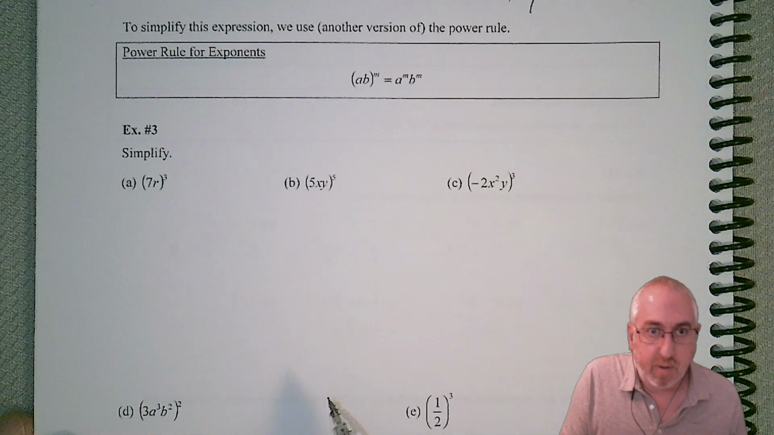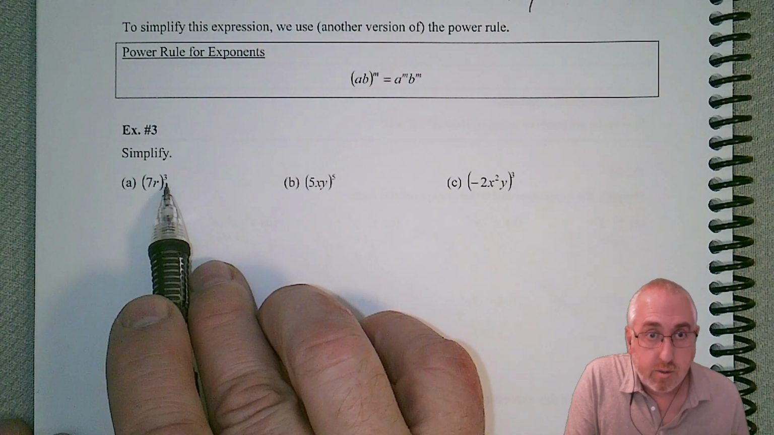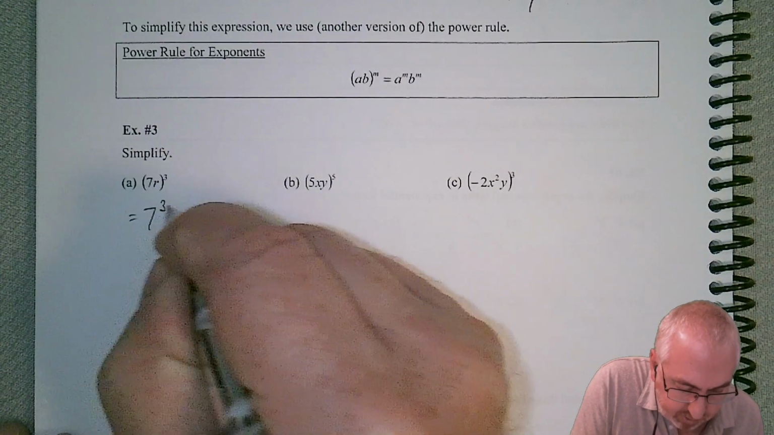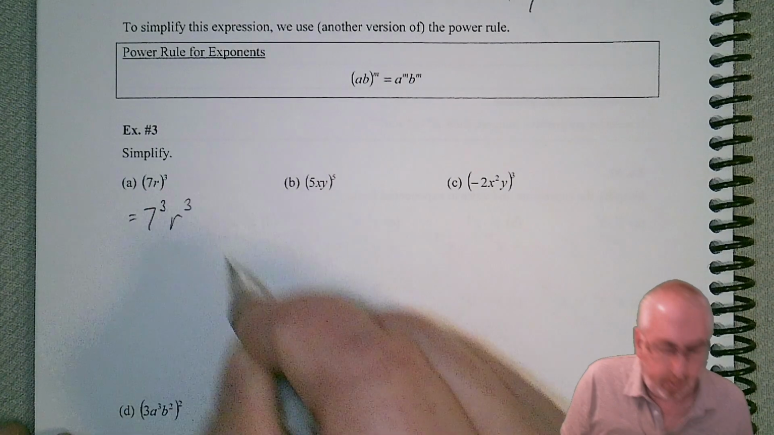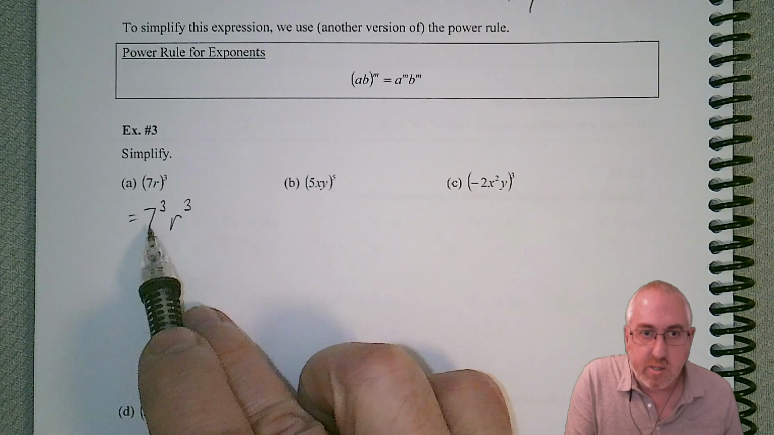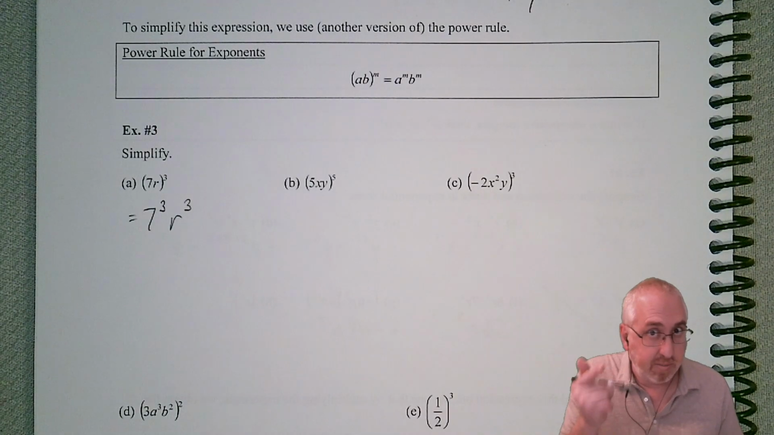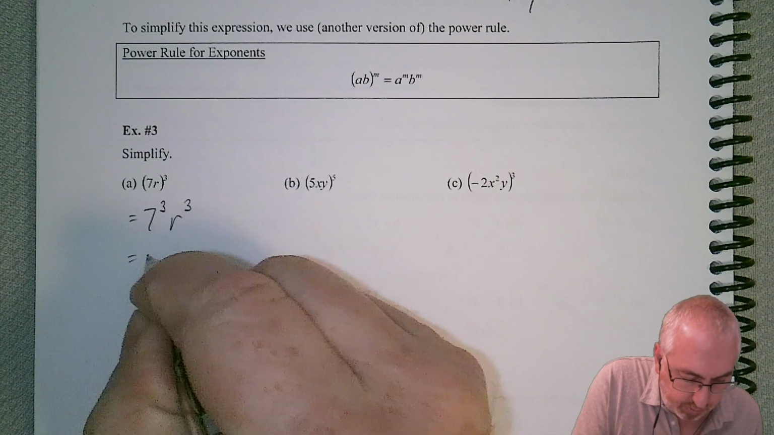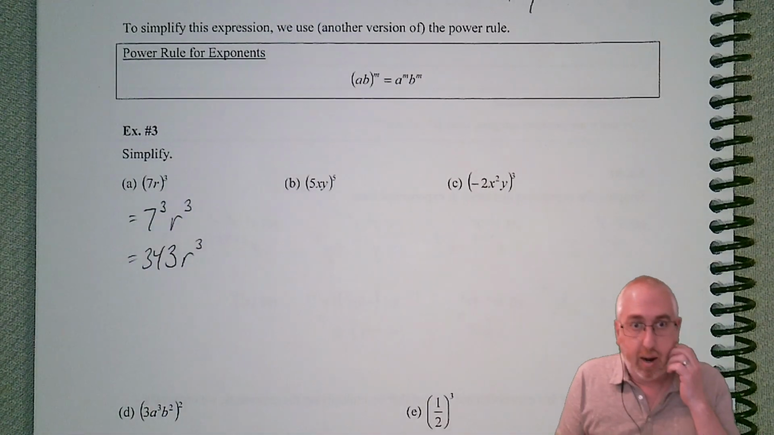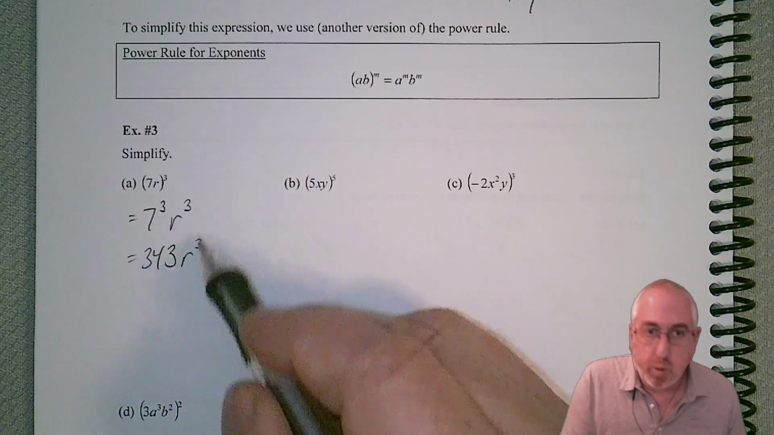So take, for example, our first one, 7r, all raised to the 3rd power. So if we distribute that 3 in, you should see we get 7 to the 3rd, r to the 3rd. Now, can we simplify that down a little bit more? Sure. If we wanted to simplify 7 to the 3rd, we could get a single value for that. So remember, 7 times 7 times 7, which better be 343, r to the third power. So either one of those would be acceptable.